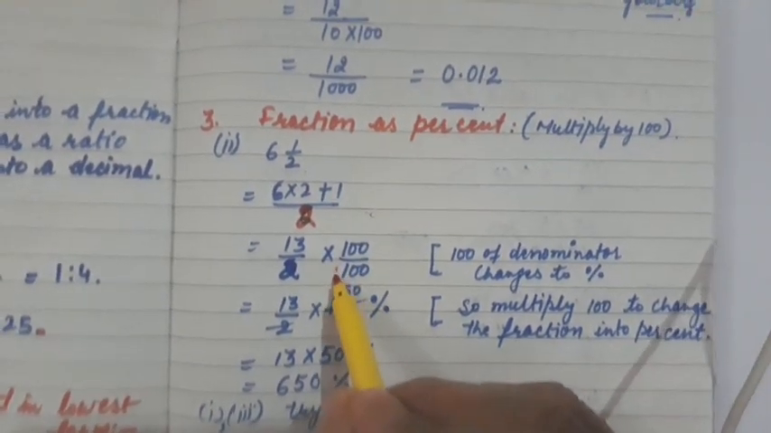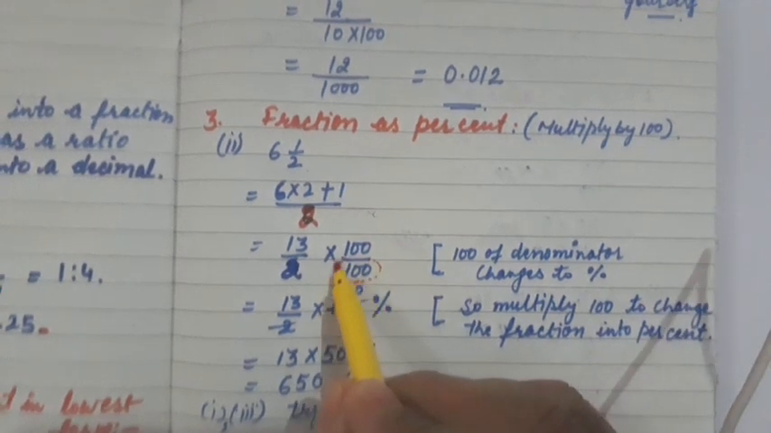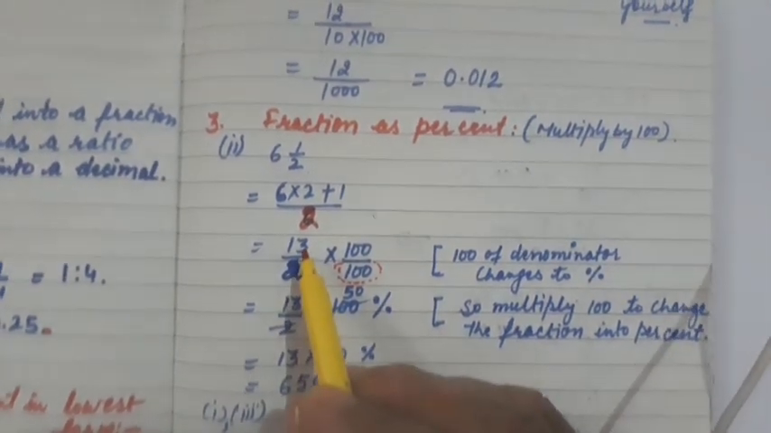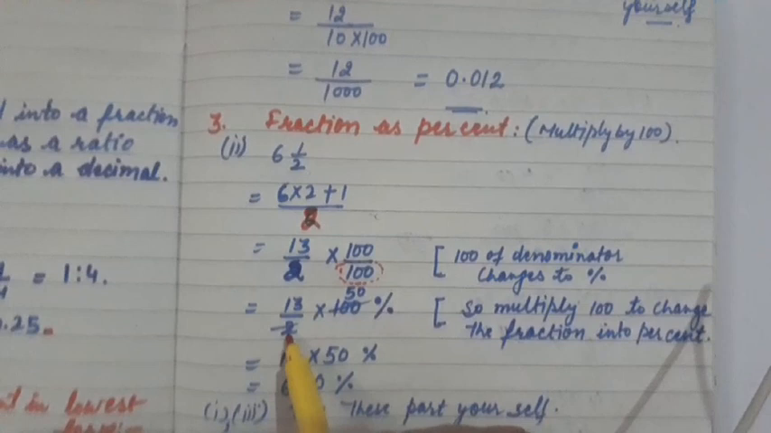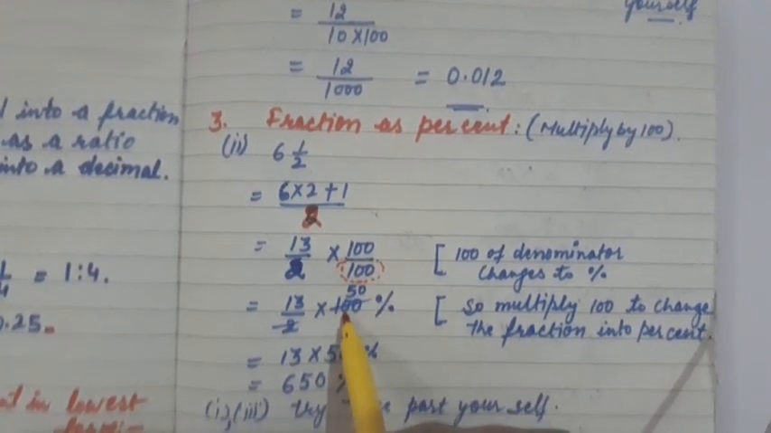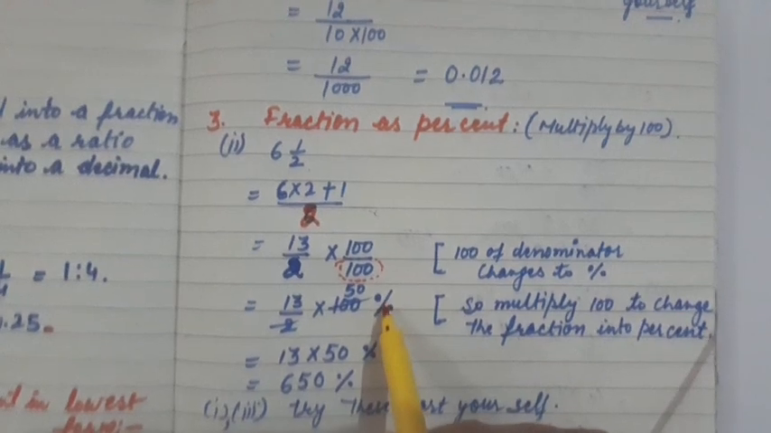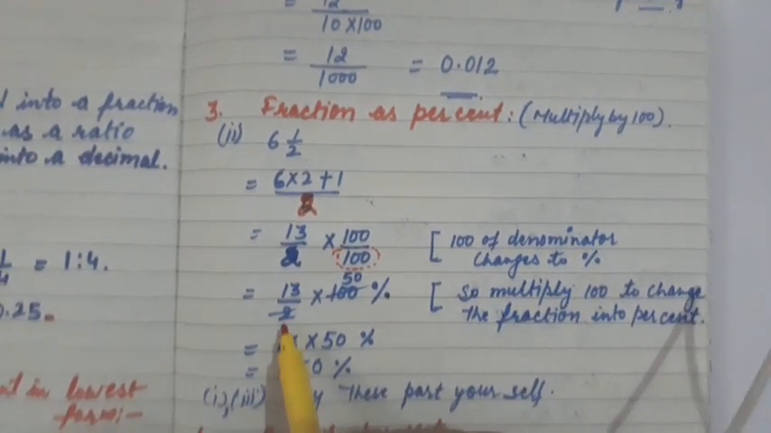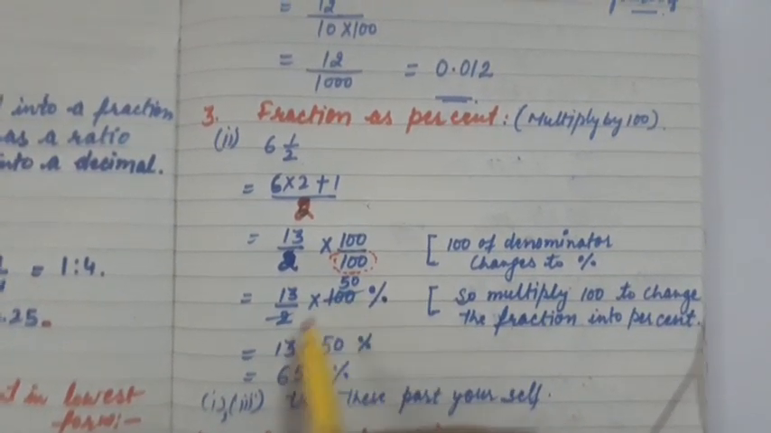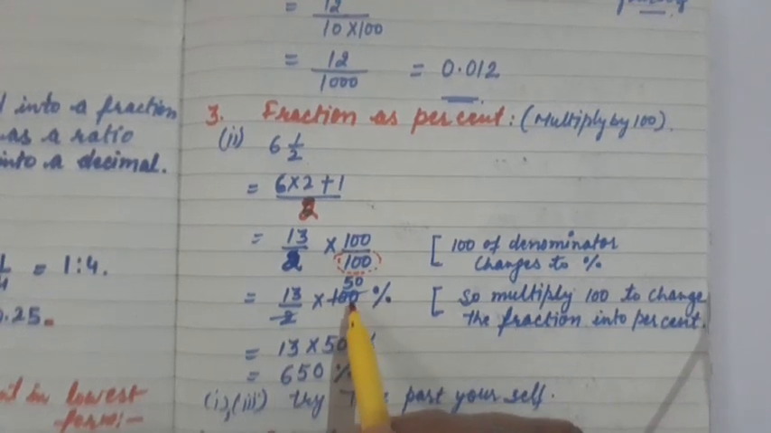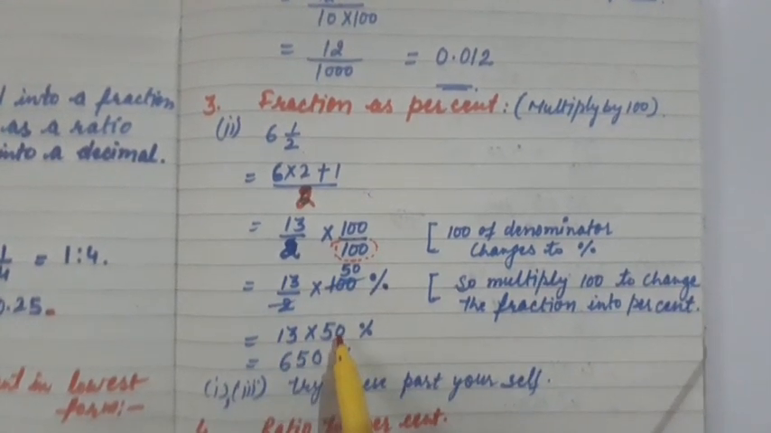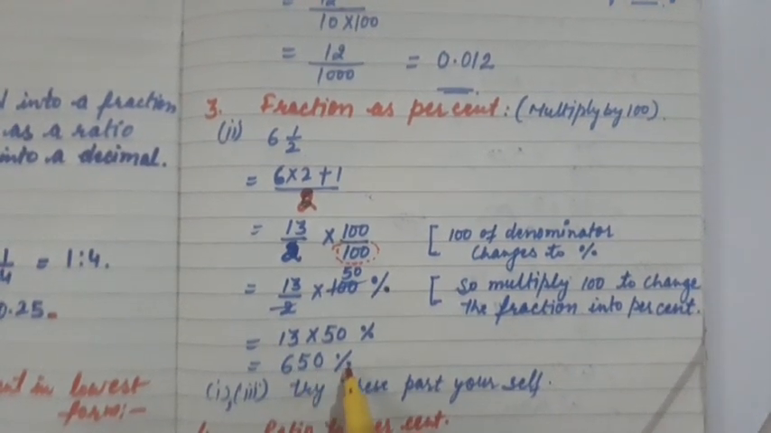Now this 100 changes in the form of percent in this step. So what we will get: 13 upon 2 as it is into 100, and this 100 changes into percentage. So there is a sign of percent. Now we will cancel this by 2. So 2 fifties are 100. So it becomes 13 into 50, which is equal to 650%.